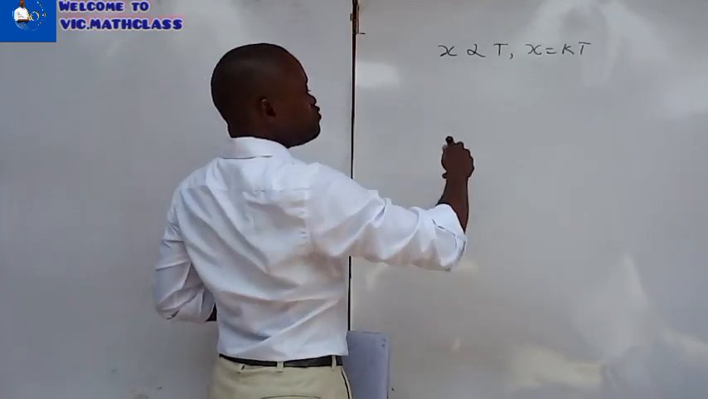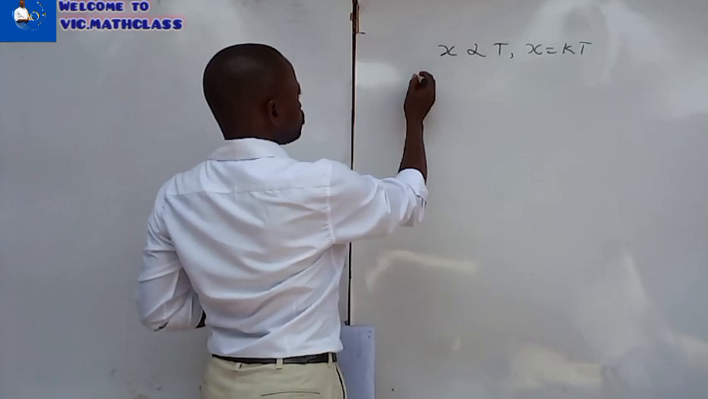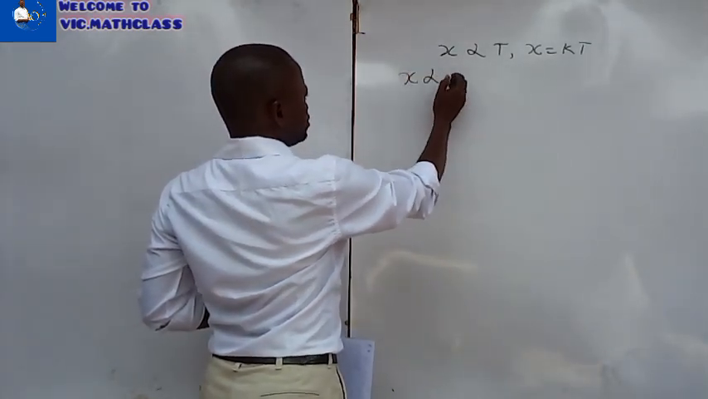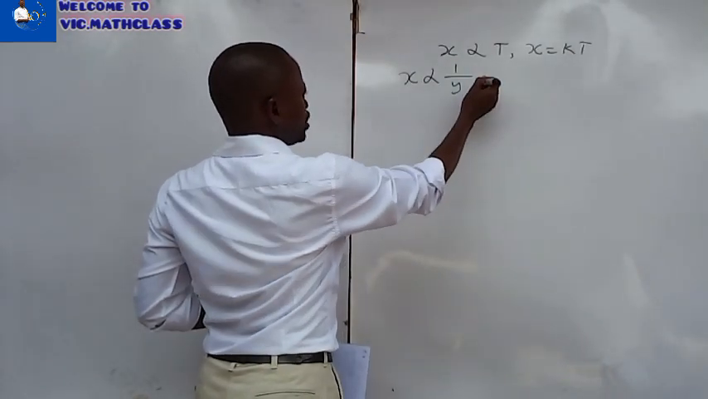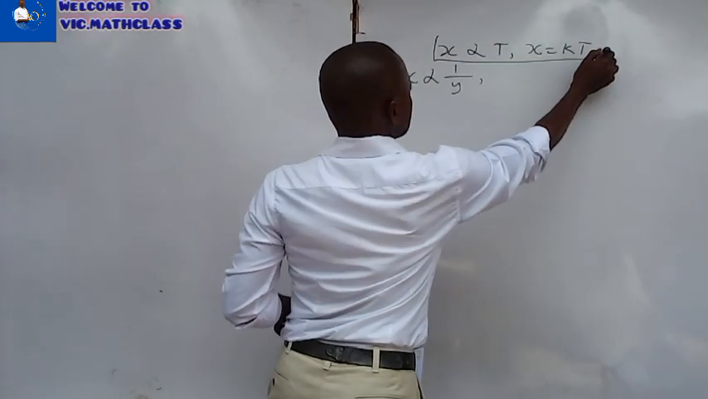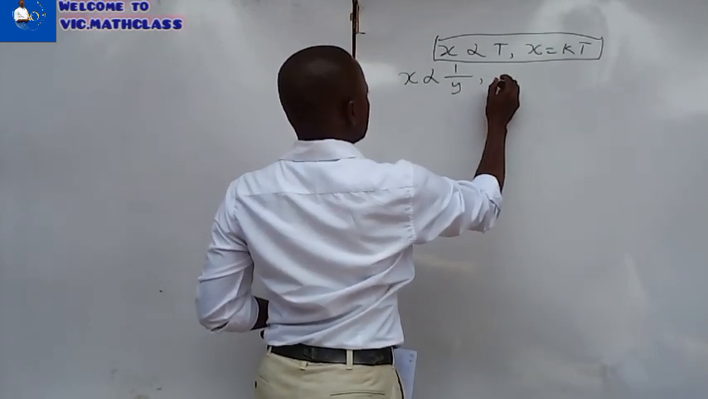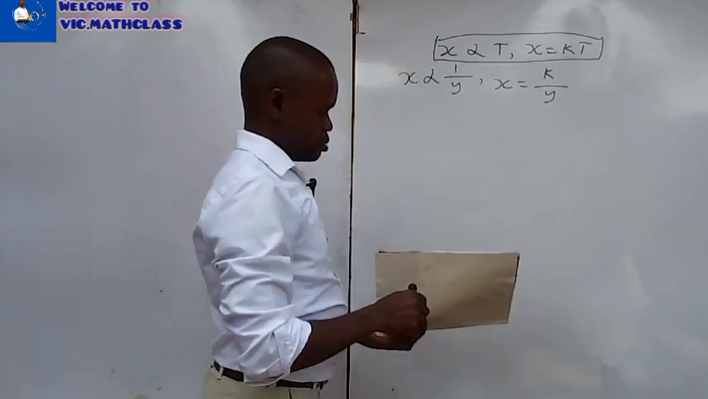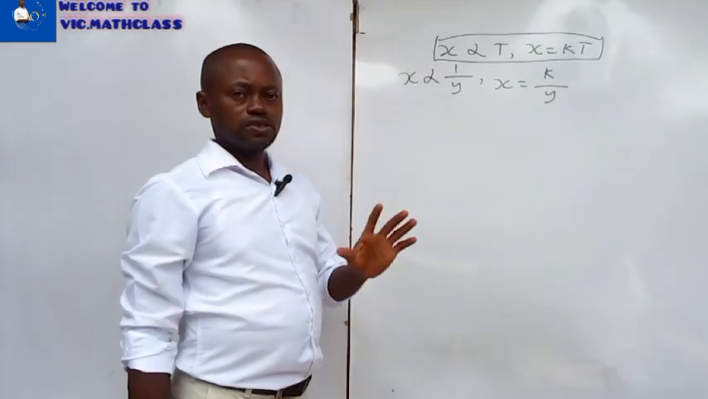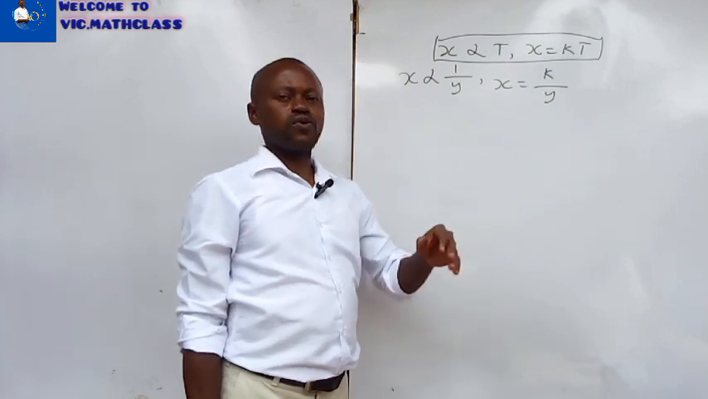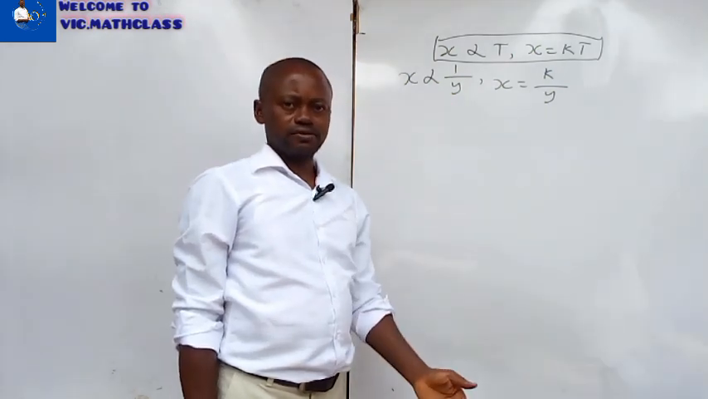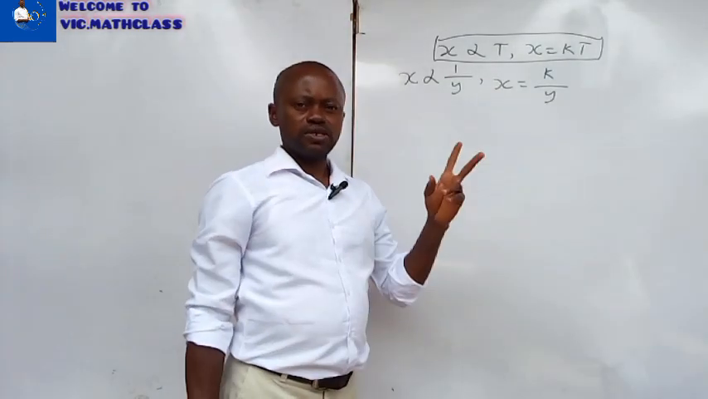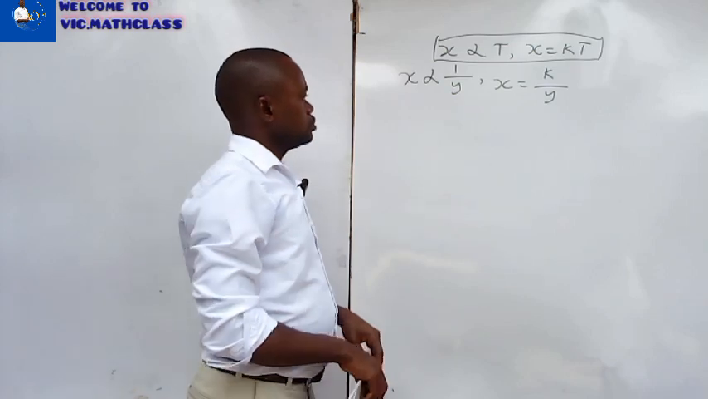But when they say x is inversely proportional to y, inverse proportion is expressed as x ∝ 1/y. So you can rewrite it as x = k/y, where k is the constant of proportionality. Remember, when two things are inversely proportional, when one is increasing, the other is decreasing. In direct proportion, both are either increasing or decreasing.